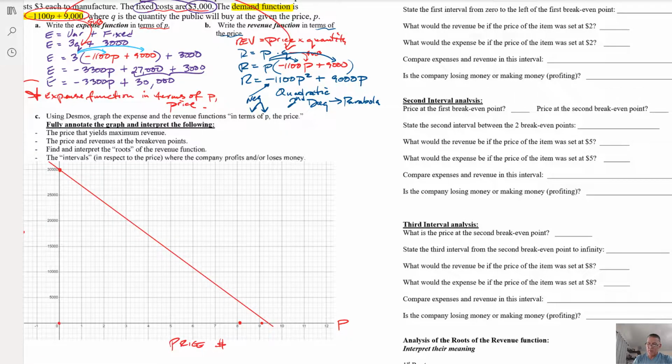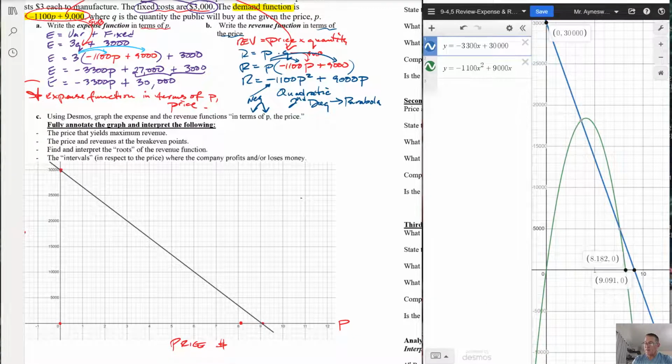Okay, so you draw your line. It's not that hard. You've got your demand curve right here, and then you've got your parabola. The parabola's a little more challenging to draw. You need to know the max, so you click on your function, and the max is at 4.1, up 18,400.